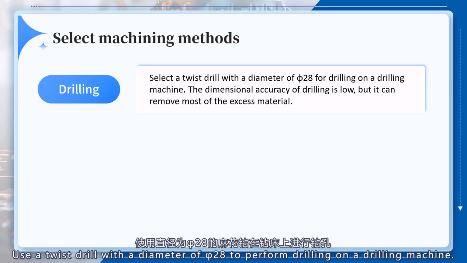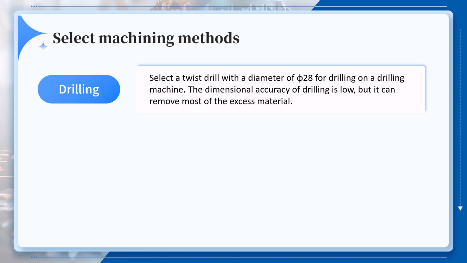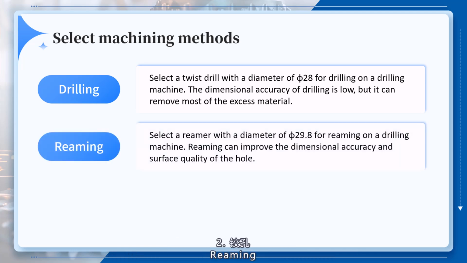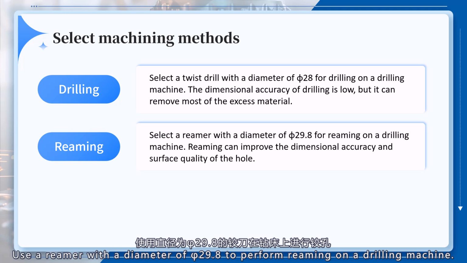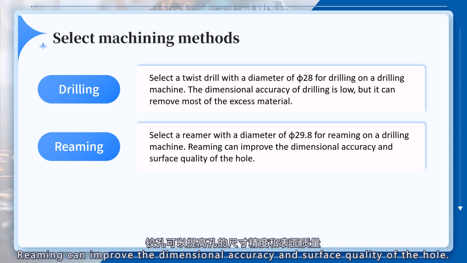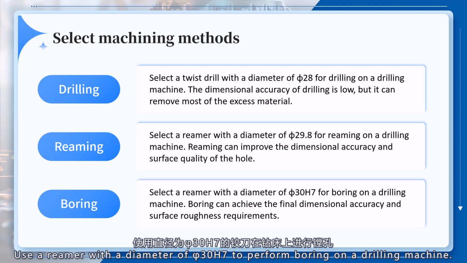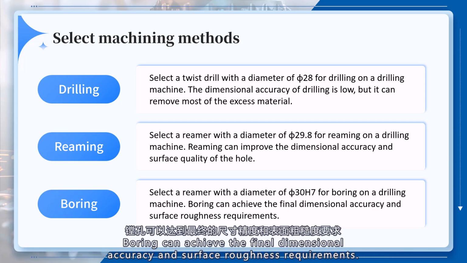Drilling. Use a twist drill with a diameter of 528 to perform drilling on a drilling machine. The dimensional accuracy of drilling is relatively low, but it can remove most of the excess material. Reaming. Use a reamer with a diameter of 529.8 to perform reaming on a drilling machine. Reaming can improve the dimensional accuracy and the surface quality of the hole. Boring. Use a reamer with a diameter of 530H7 to perform boring on a drilling machine. Boring can achieve the final dimensional accuracy and surface roughness requirements.